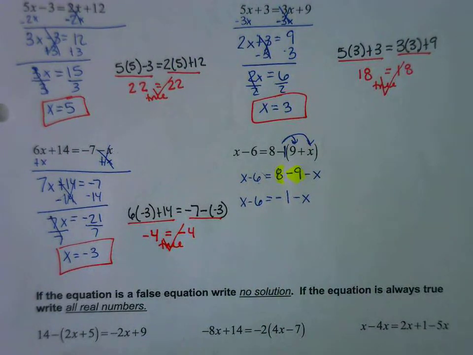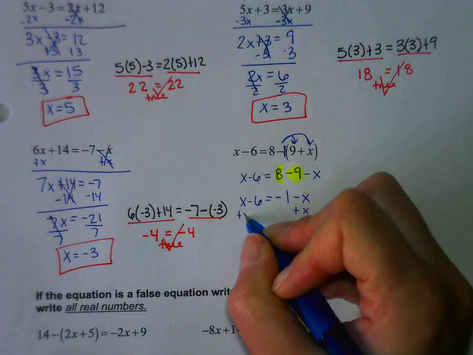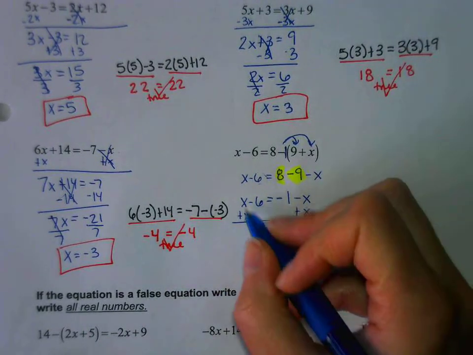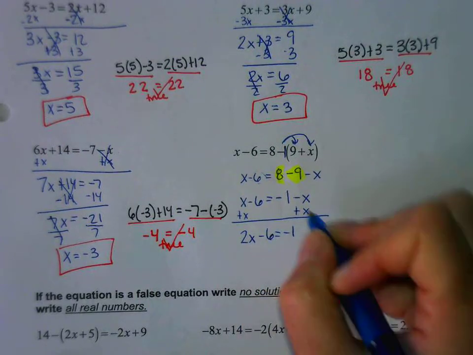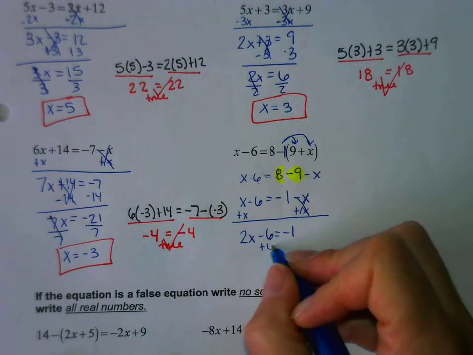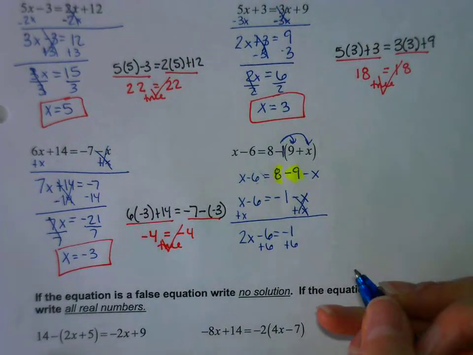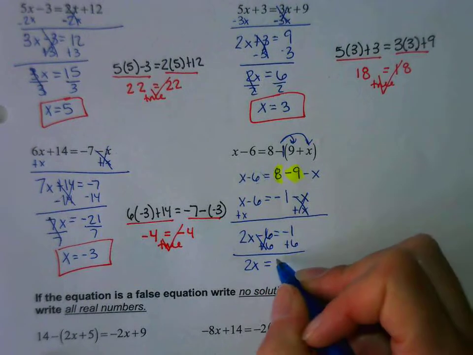So now my like terms are gone. So now I'm going to move my variables. I'm going to take my negative x and add that 1x to both sides. So 1x plus 1x is 2x. Bring down my minus 6 and my negative 1. Two-step equation. So I'm going to add 6 to both sides of my equal sign. So 2x equals 5.